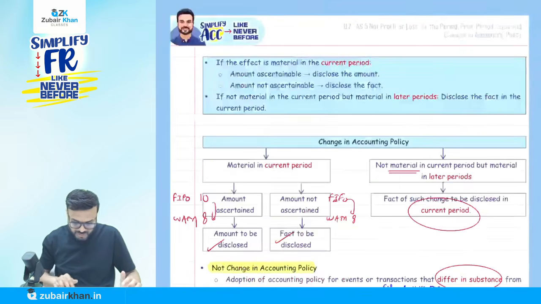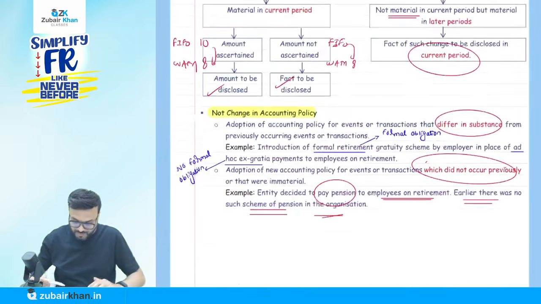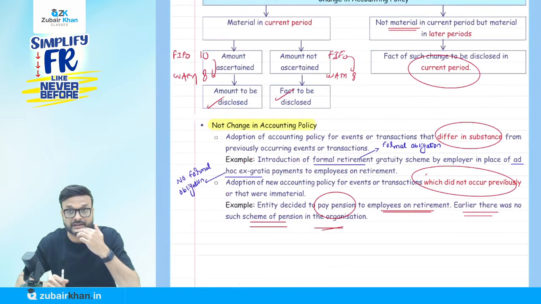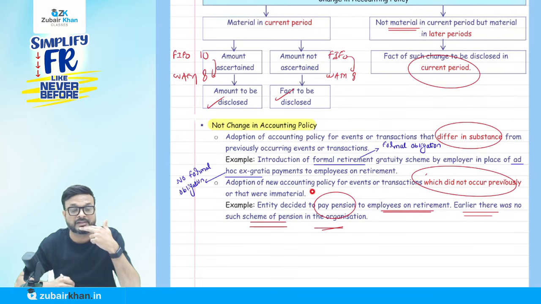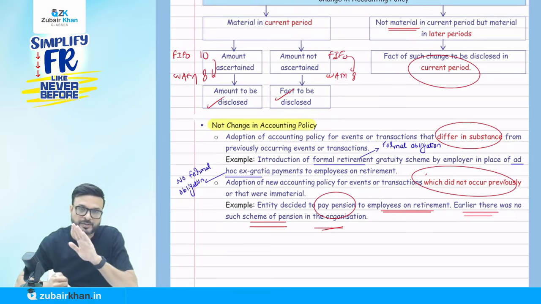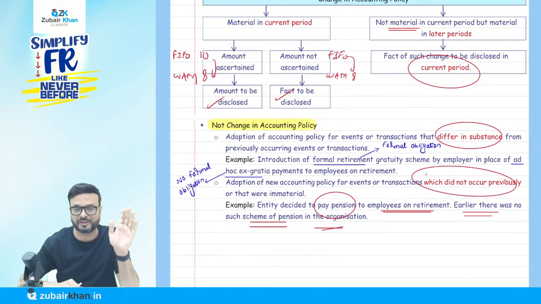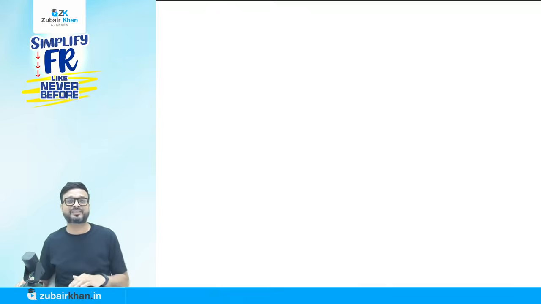We don't consider it a change in accounting policy when there is a change in what? The difference in substance, as I gave you the example of ad hoc ex gratia payment of gratuity to the formal retirement. Now, what is the introduction of a new accounting policy? That is also not a change in accounting policy. This is all about Accounting Standard 5.